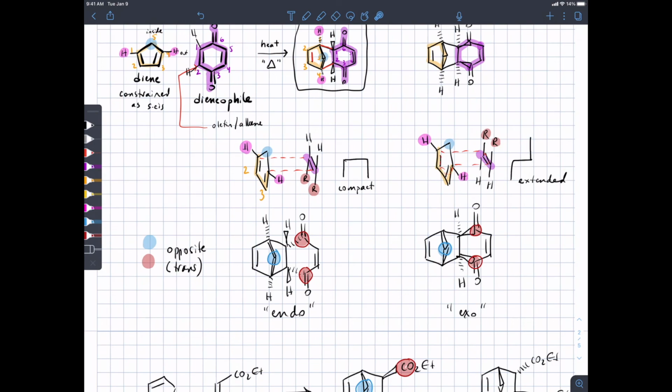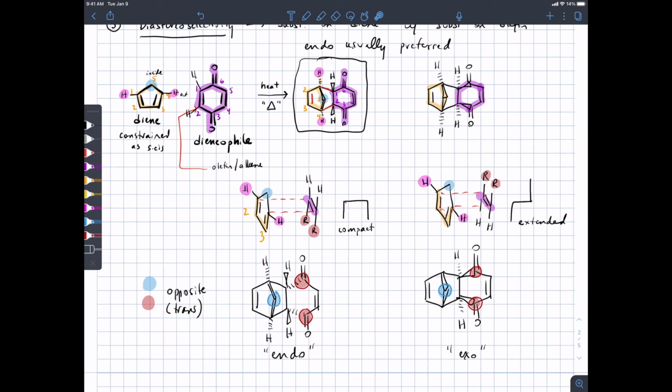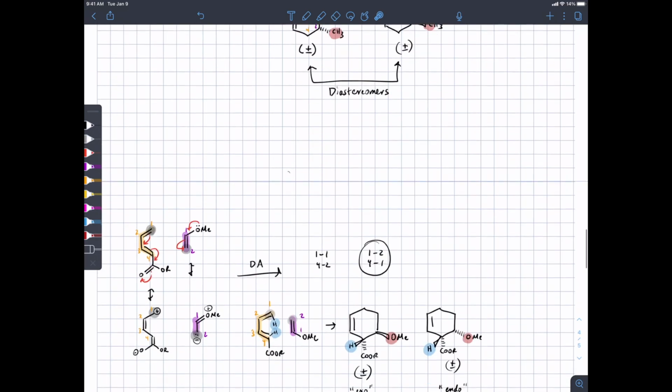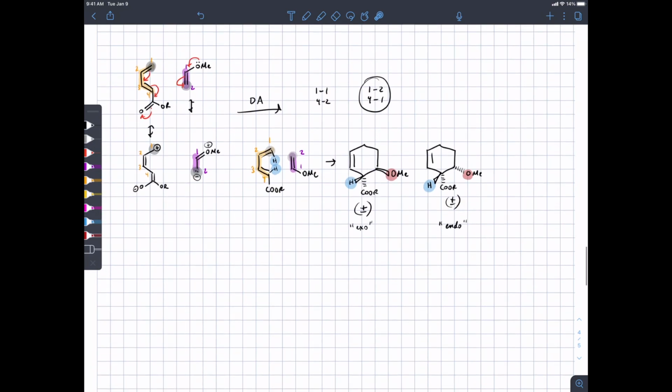That's not important for this class. You don't need to memorize it. I just wanted you to have an idea of the origin of the empirical observation that endo is usually preferred, and a sense for the fact that the precise origins are somewhat controversial. Okay, so that concludes our discussion on the Diels-Alder reaction. When we start up again, we will talk about radical chemistry.